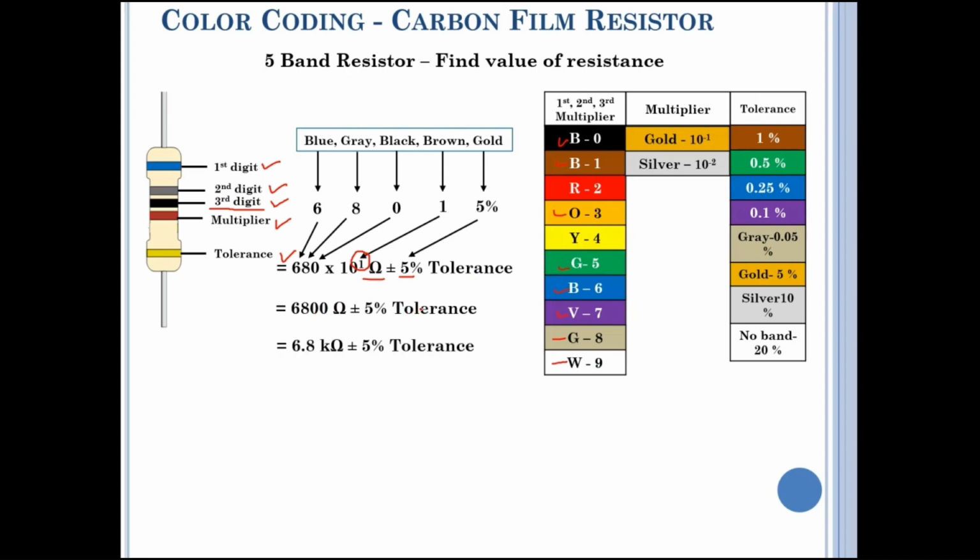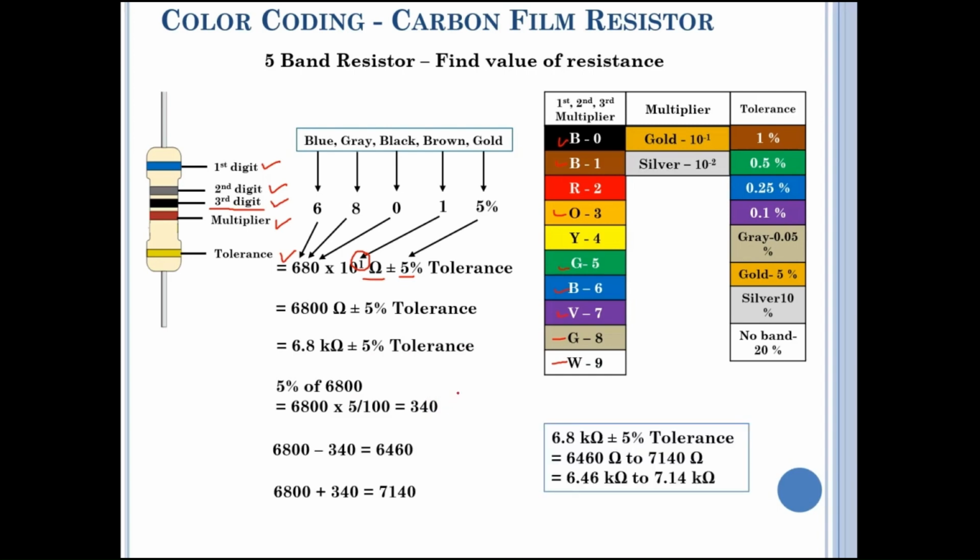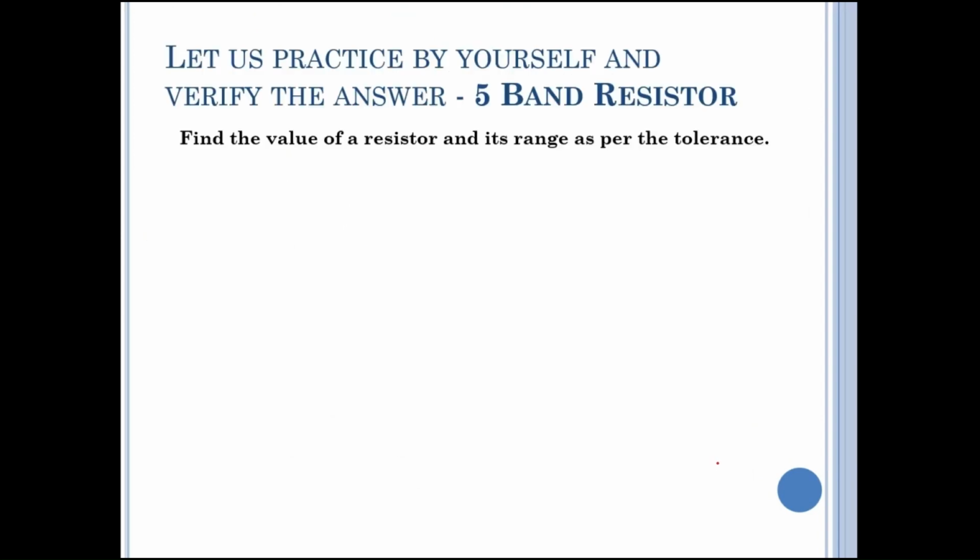6,800 ohm plus minus 5% tolerance. Again, we can write 6.8 kilo ohm plus minus 5% tolerance. And we can find the 5% of this value, which will get 340. We will subtract and add with it, and we will get the final range, which is 6.46 kilo ohm to 7.14 kilo ohm. Okay. So come to the practice time, and let us practice by yourself.